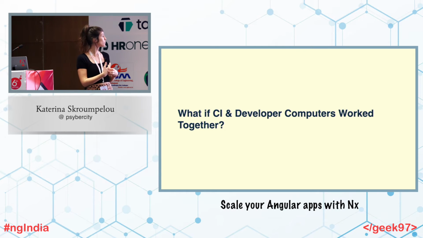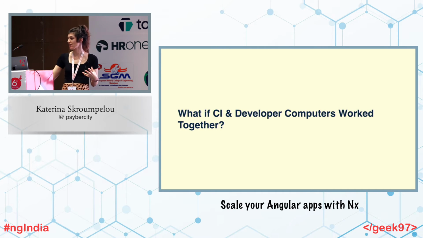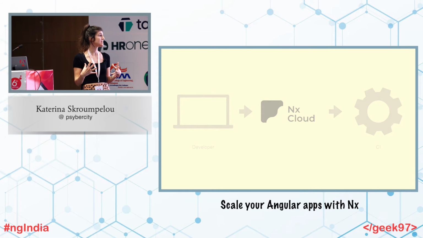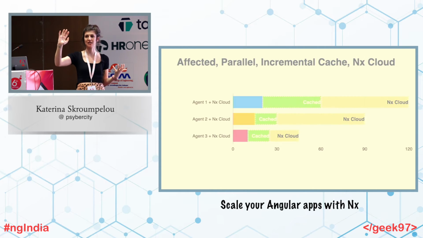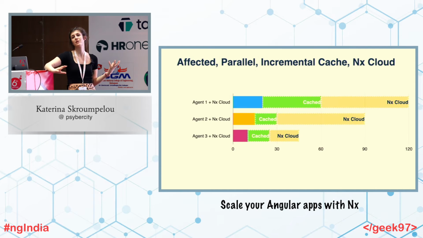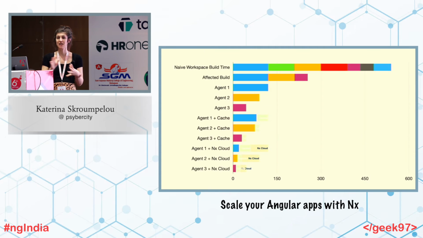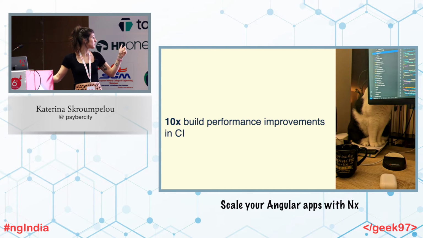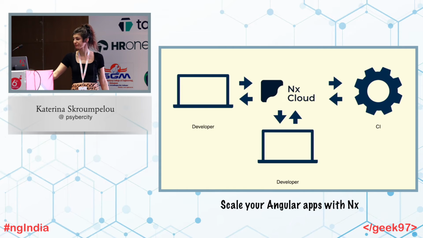So the question arises, what if CI and developer computers work together? And this is where NX Cloud comes in. Because what NX Cloud offers is that if you have your workspace connected to NX Cloud and your colleagues have the same company workspace connected to NX Cloud, you share the same cache. So if I run a build, my colleague can fetch the cache from my build and reuse it in their build. So the total CI time with the shared cache is very much reduced. You can see as much as 10x build performance improvements in CI.